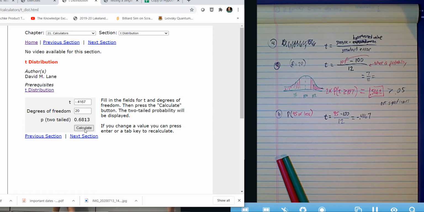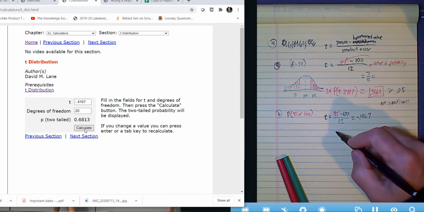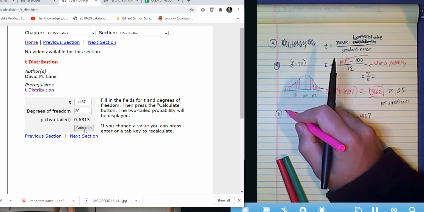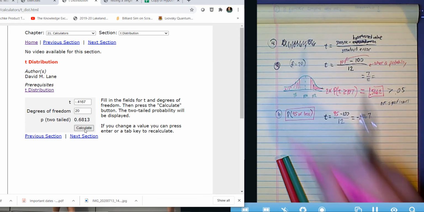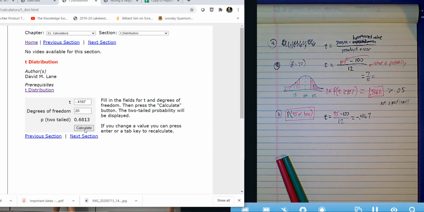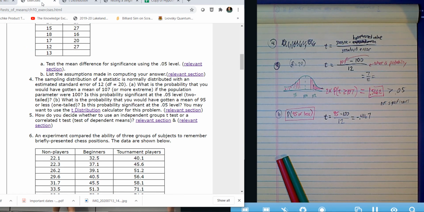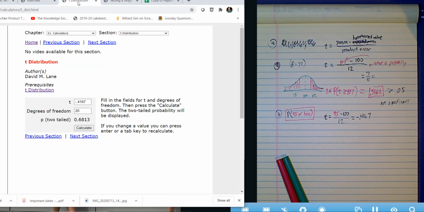We still have 20 degrees of freedom. And this time, the probability of getting 95 or less. Oh, now that's interesting, because if you look at the exercise, it said it's a one-tailed test. And I knew that because it said 95 or less, whereas the other one says or more extreme.